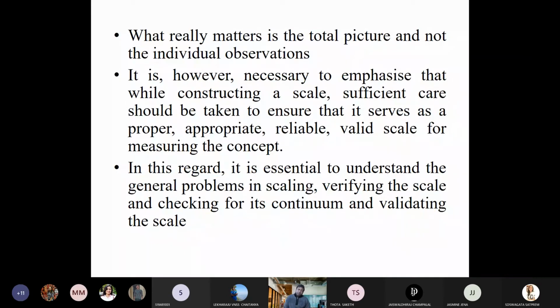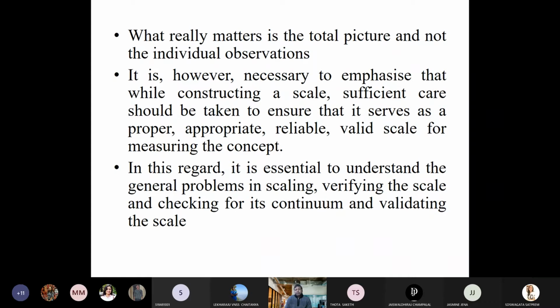So what exactly do I have to do? While I'm using my scaling techniques, I have to understand the general problem in scaling techniques, and I have to verify the scale and also validate it, because unless I verify it properly and understand the problem properly, the real problem will not come out.